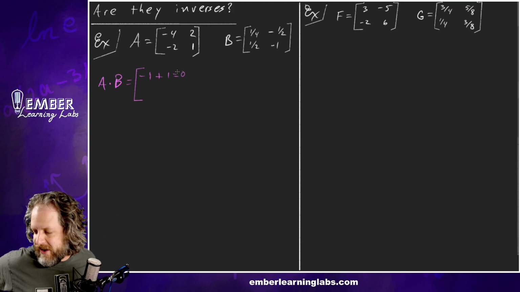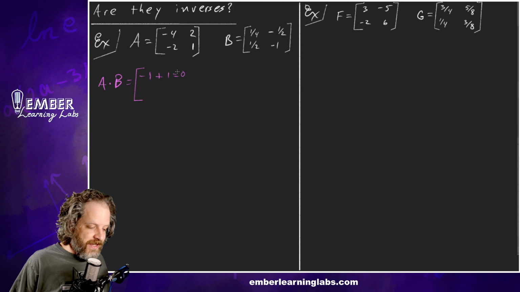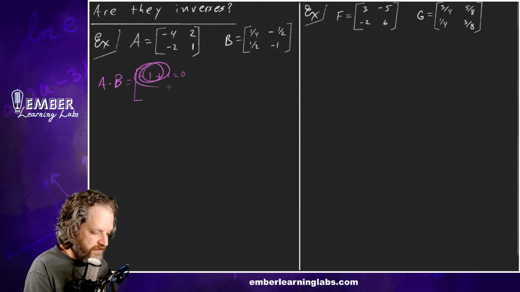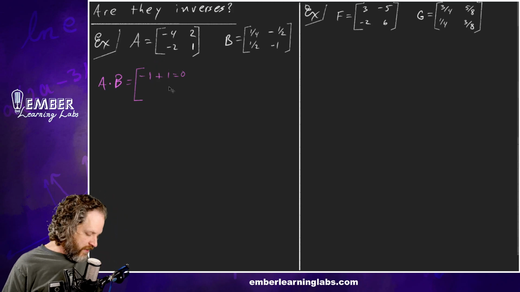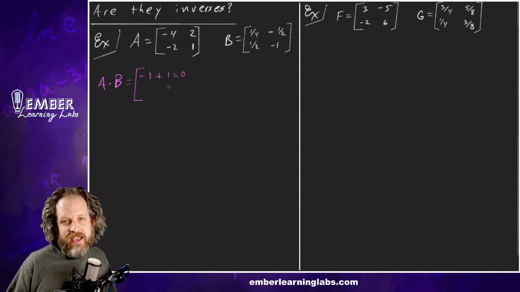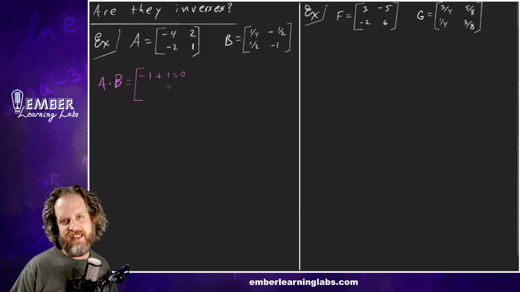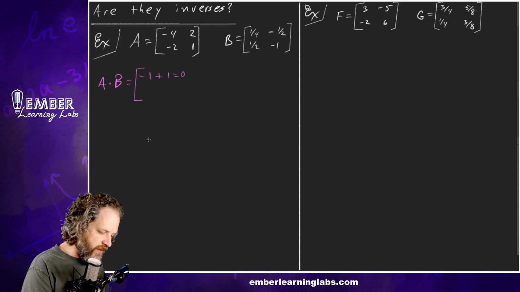So I don't actually even have to go any further than that because this first spot has to be 1. I don't even have to test B times A, because if either one of them isn't the identity, then this one isn't the identity, right? So these are not inverses.